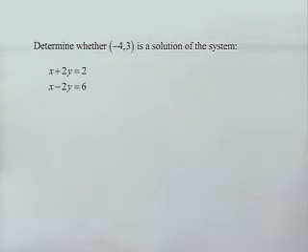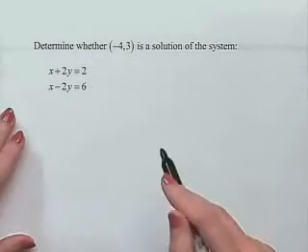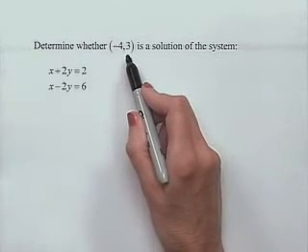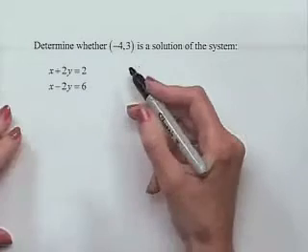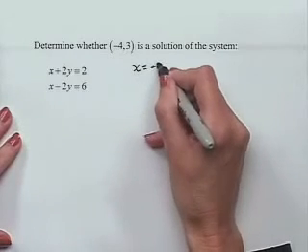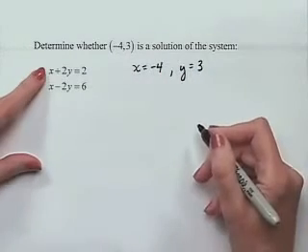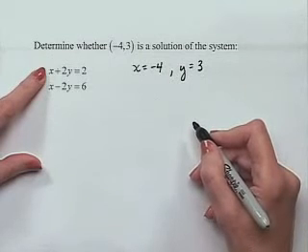Now let's look at a problem dealing with systems of equations. Determine whether (-4, 3) is a solution of the system. Our first equation is x plus 2y equals 2. Our second equation is x minus 2y equals 6. To be a solution to the system would mean that we can take this point and substitute x equals -4 and y equals 3 into both equations, and in each case come up with a true statement.